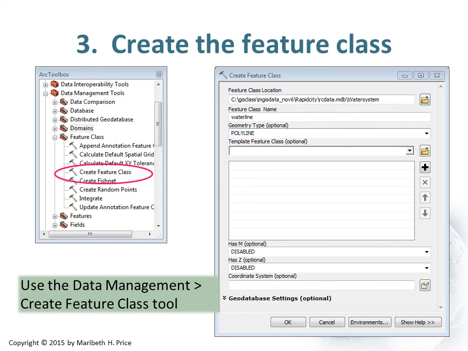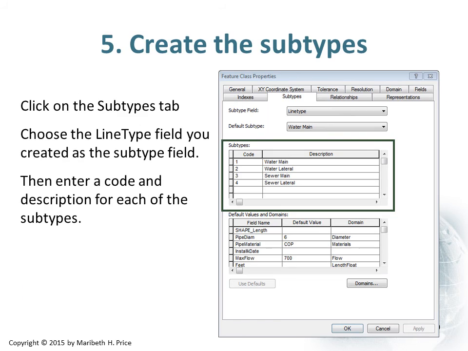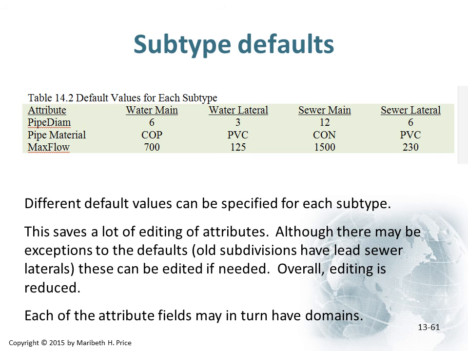Creating new feature classes, there's a feature class tool in the data management toolbox. You can also use that to do this. You can add the subtype field. It's a short integer field. It contains the codes. It creates it in the field tables of the layer's properties in our catalog, and also adds it to the other fields. Click on the subtype tab. You can choose the line type that you're interested in, enter a code, and describe each of the subtypes.